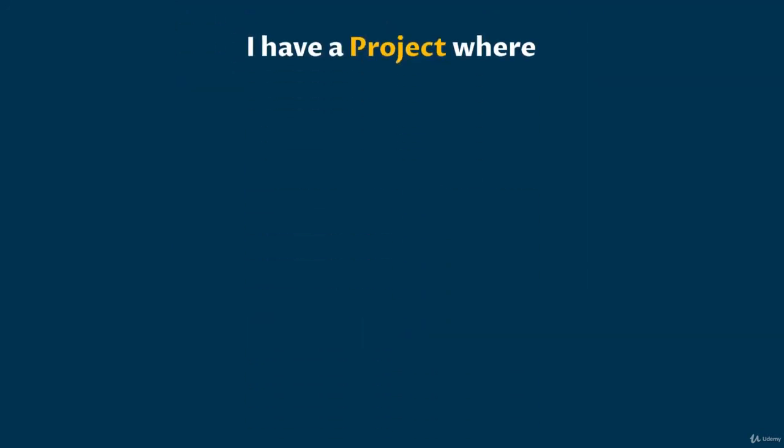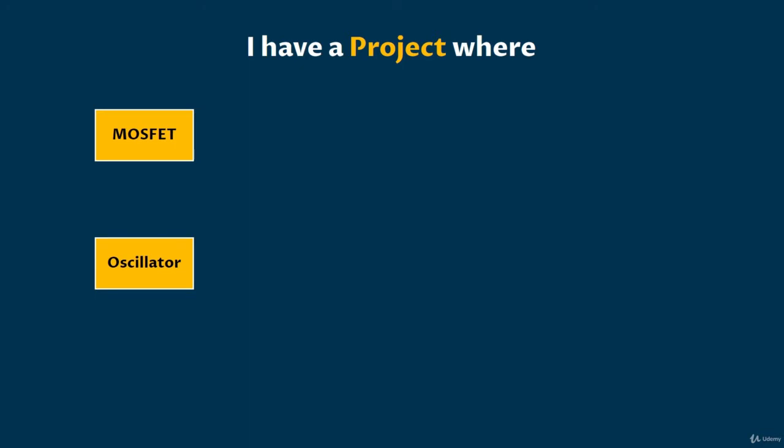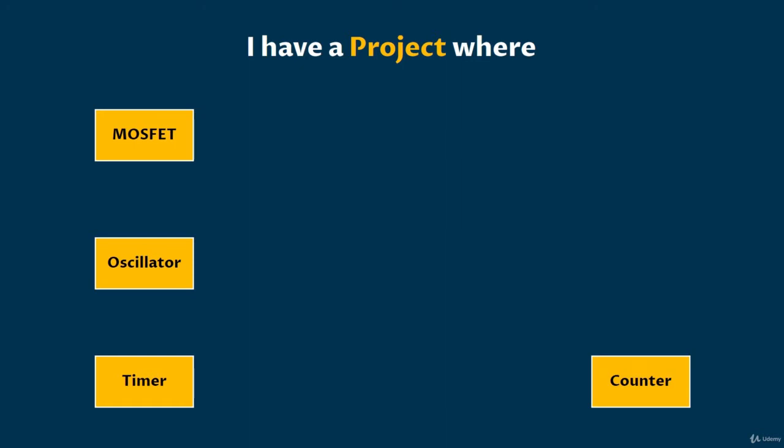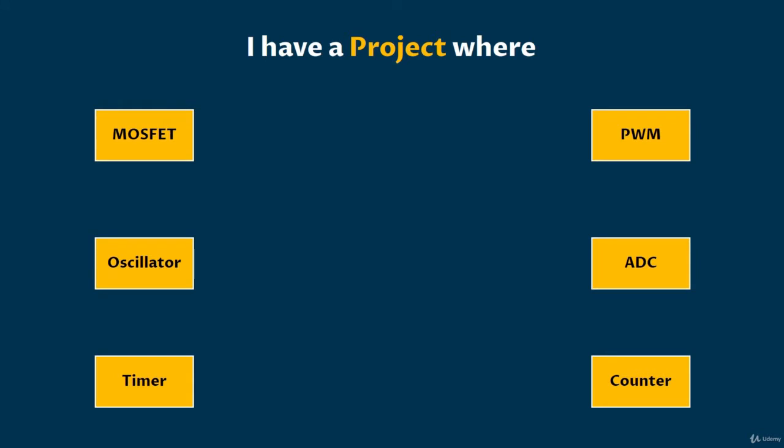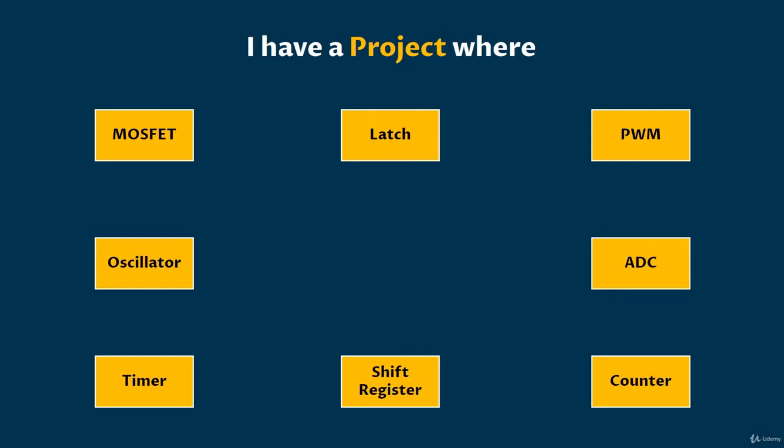Suppose I have a project where I need a MOSFET for switching. I need one oscillator to generate clock pulses. I need a timer to generate time delay. Then I need a counter. The counter will count pulses. I need one ADC which will convert incoming analog signals into digital data. I need a PWM, pulse width modulator, which will generate pulse width modulated signals. I also need a latch and a shift register. The shift register will convert parallel signals into serial signals.